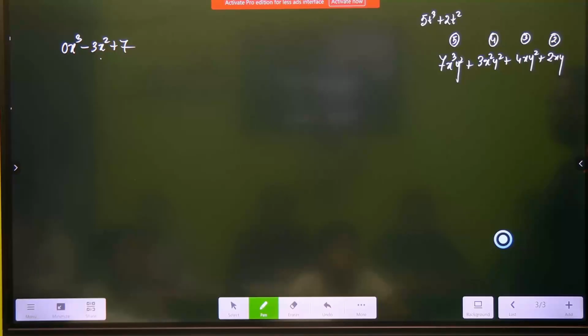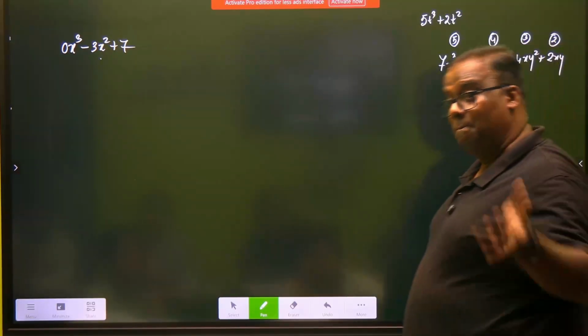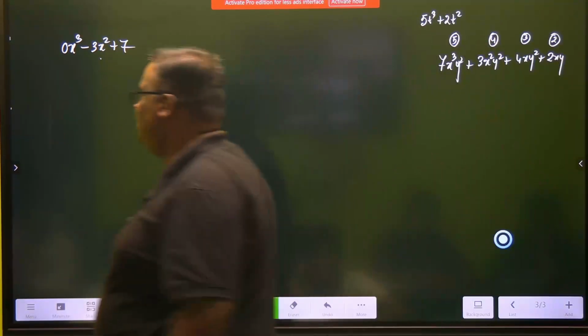Any questions? So now you know what is degree. And now you know what is terms. Now let's look at names of algebraic expression based on the degree. Names of algebraic expression.